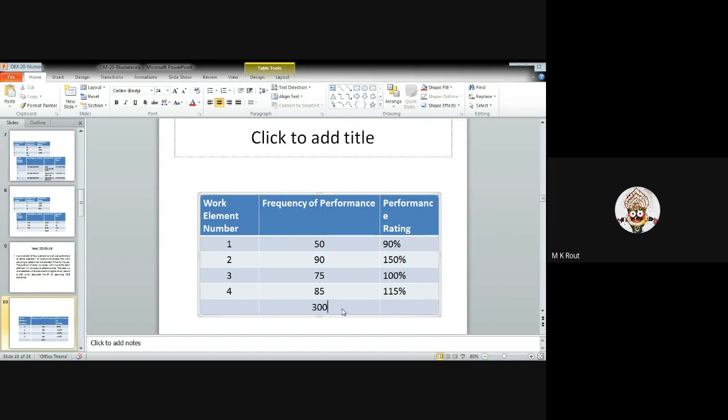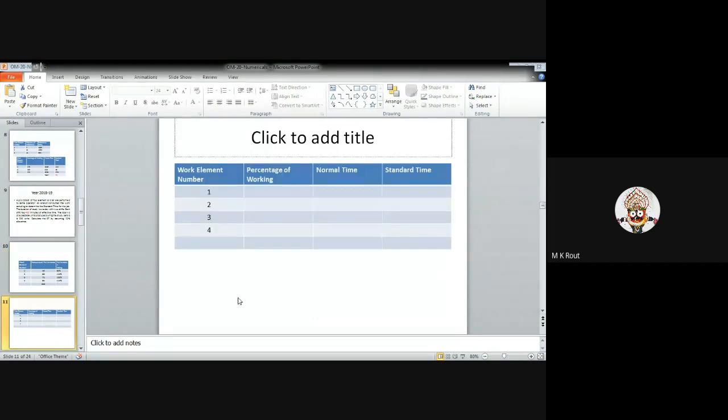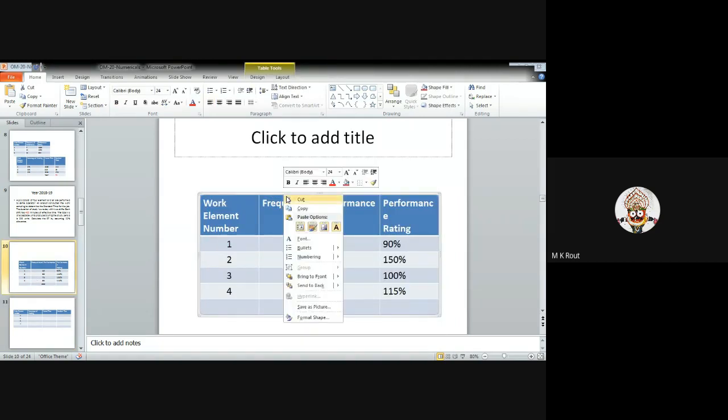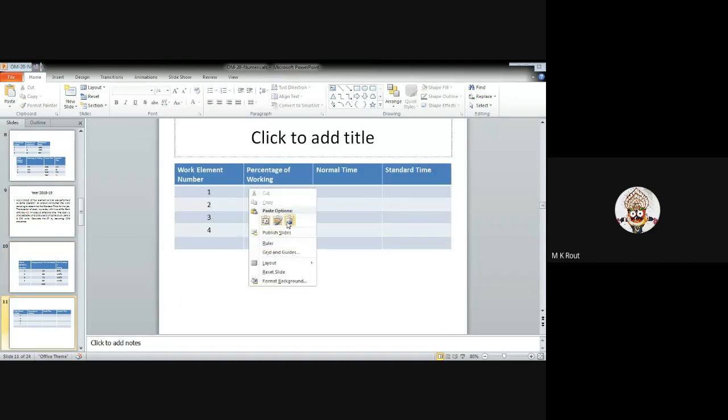So the total number of frequency of performance equals 300. Yes or no? Yes, sir. Moving to the final table, I have already arranged it. The first column is the work element number, 1, 2, 3, 4. Then calculate the percentage of working. Just a minute, I will copy paste this into the next slide.